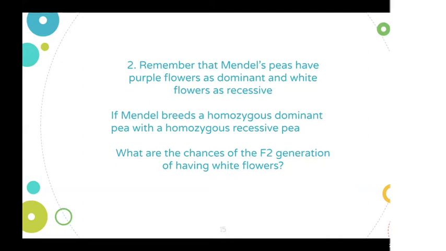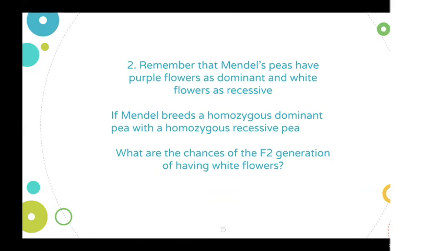All right, I'm just going to end the poll right here since most of you got the question right. It is 25% because remember from earlier, the F1 generation all have capital P, lowercase p, which means they have one allele representing the dominant purple flower and one allele representing the recessive white flowers. If you put them into a Punnett square and calculate it, one of the squares should be a homozygous dominant square with both capital P.